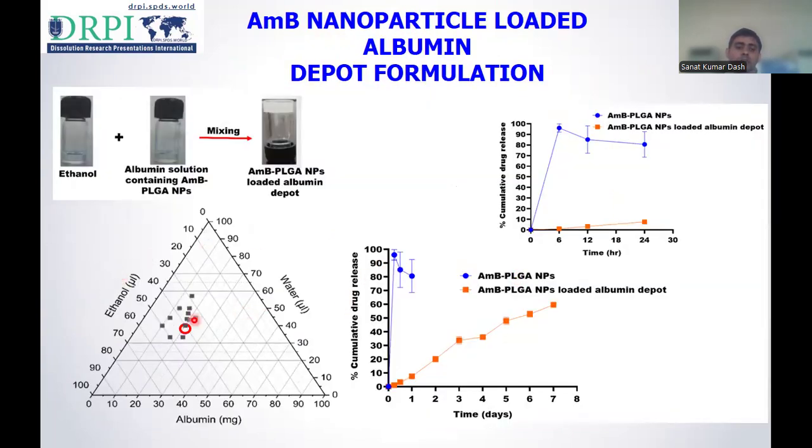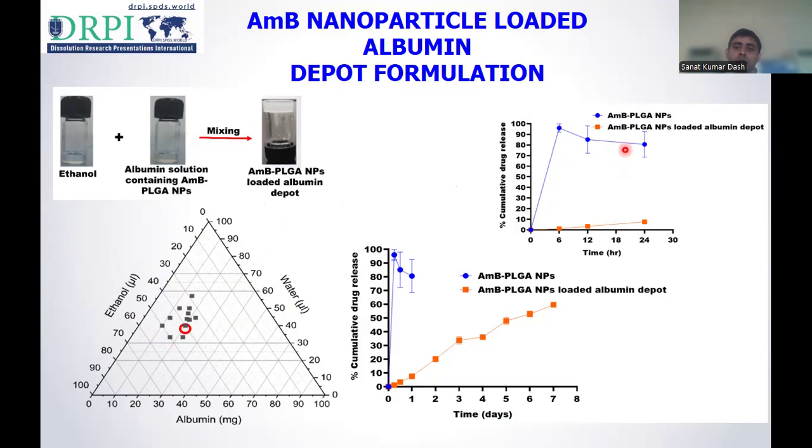Then we have plotted the ternary phase diagram. From this ternary phase diagram, we have found that albumin of 20% and ethanol and water each of 40% is our optimized composition for developing the depot formulation.